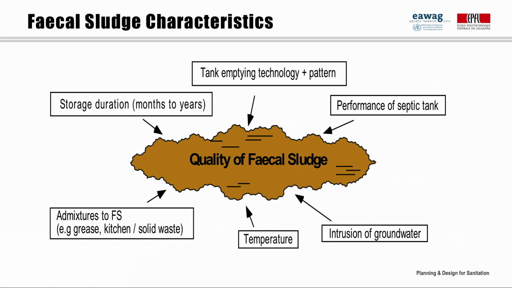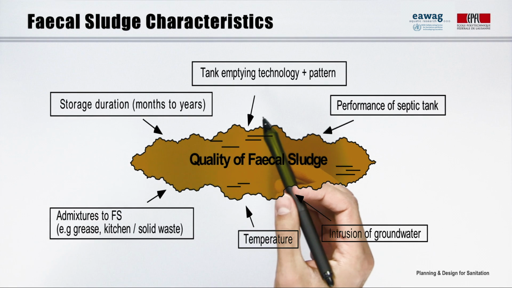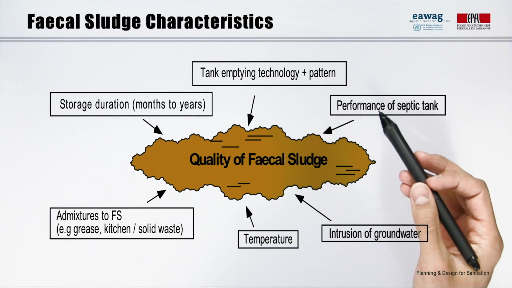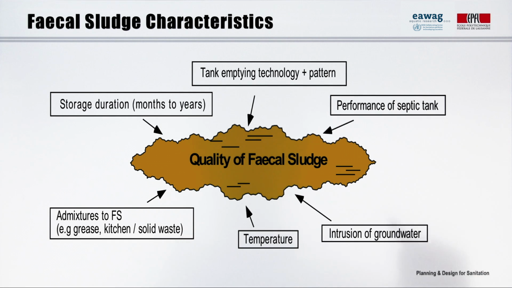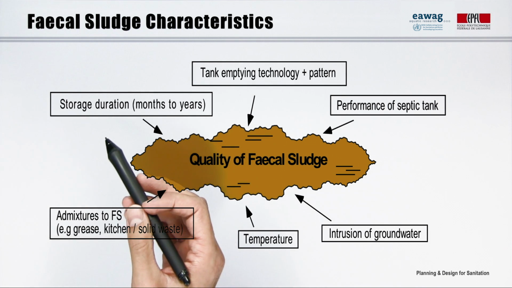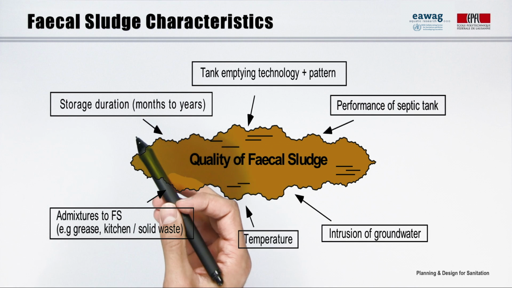The factors which influence the characteristics of fecal sludge are the tank emptying technology and the patterns of emptying, the performance of septic tanks, the intrusion of groundwater, temperature, admixtures to fecal sludge like grease, kitchen or solid waste, and of course, the storage duration, which can last from months to years.